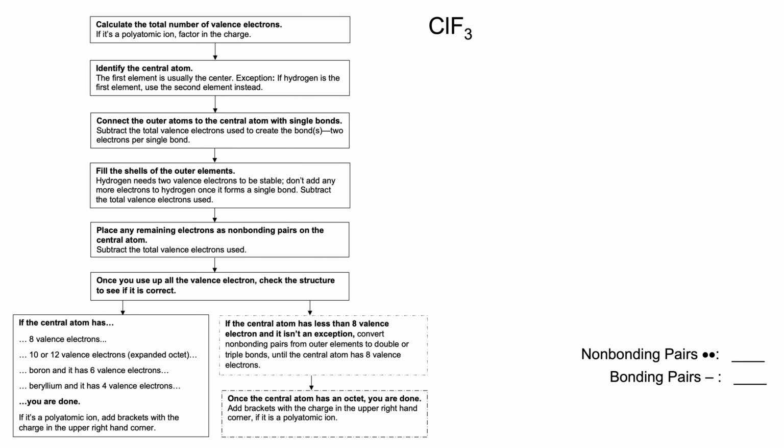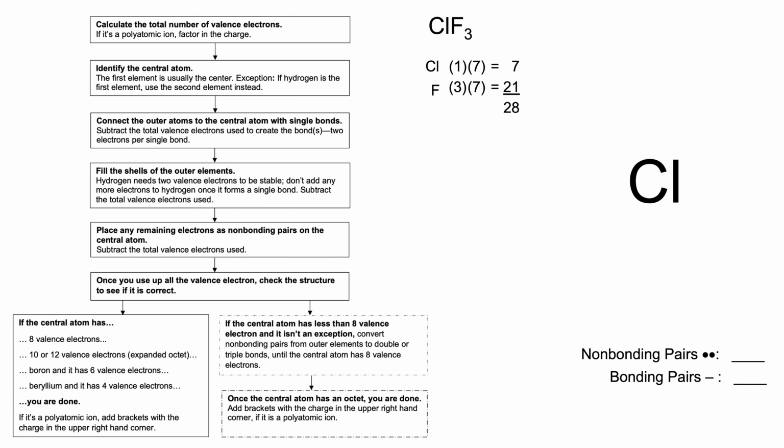To draw the Lewis structure for chlorine trifluoride, my first step is going to be to create the inventory. So I have chlorine and fluorine. There's 1 chlorine, there's 3 fluorines. Both chlorine and fluorine contribute 7 valence electrons. I multiply across and add to get a total of 28.